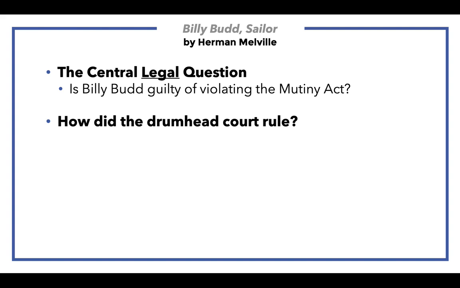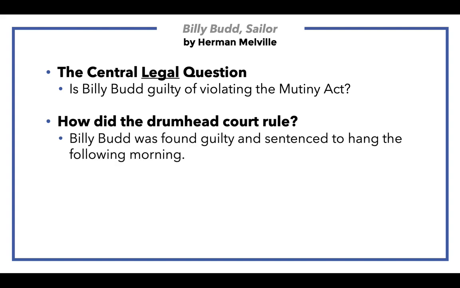So how does the court rule? In the end, they find Billy Budd guilty, and they sentence him to hang the following morning. Maybe you're thinking, I didn't anticipate that, but this crime, if Billy Budd is guilty of it, then death. He's got to die. That's the penalty, and so finding him guilty is kind of a high stakes situation.